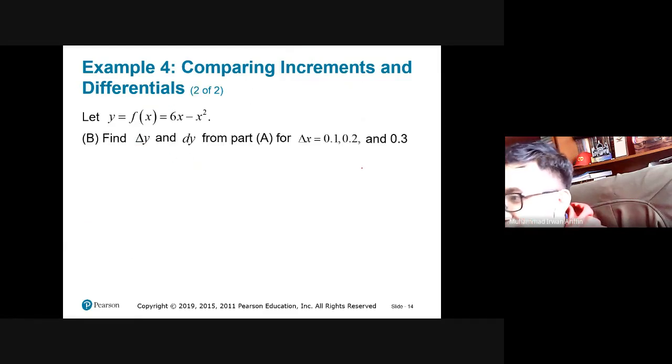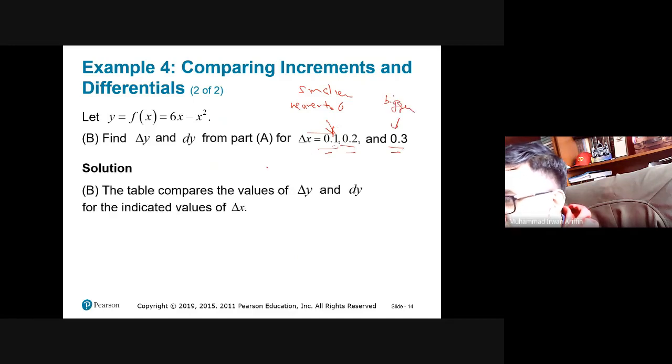Now let's say we want to plug in values. These three values: 0.1, 0.2, and 0.3. Which one is smaller? This one is smaller, right? 0.1 is nearer to 0, in other words smaller. And 0.3 is bigger than 0.1.